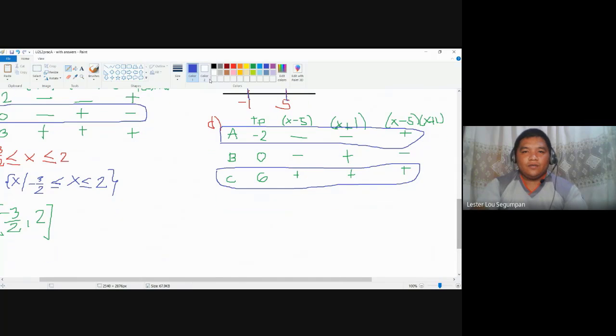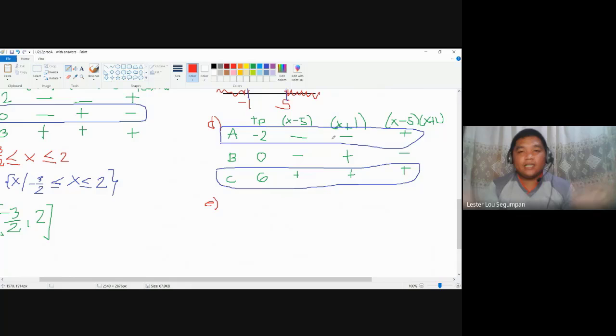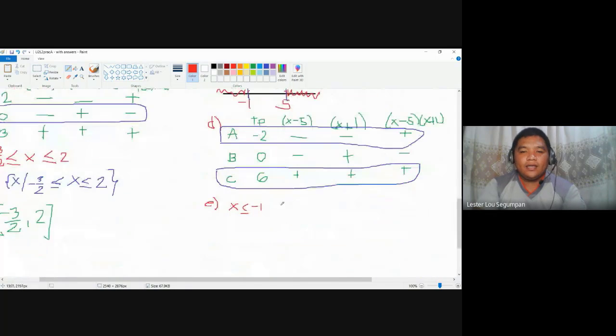Okay, so for letter E, our decision: all regions here and here. By the way, let's just give first the linear inequality form, which is actually covering all values of x less than or equal to negative 1, because it has an equality sign here, and then or x is greater than or equal to positive 5.